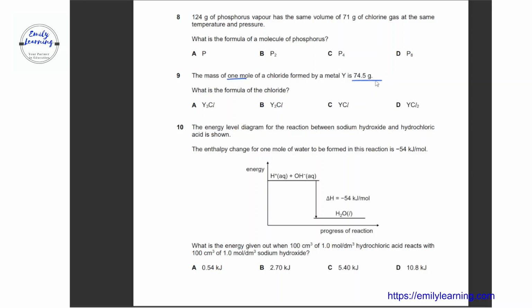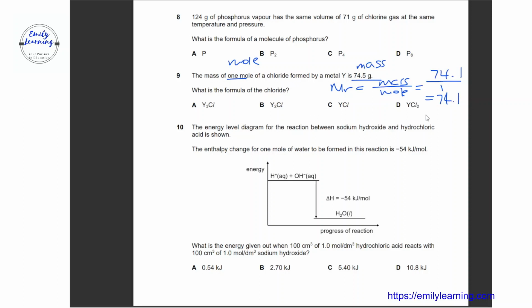We know mass, and this is mole. So what can we find? We can find MR, or molar mass. MR or molar mass is equal to mass over mole, which is 74.5 over 1, which is 74.5. Okay? So now, based on this, we know that.